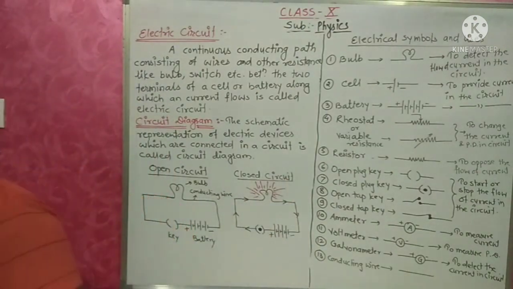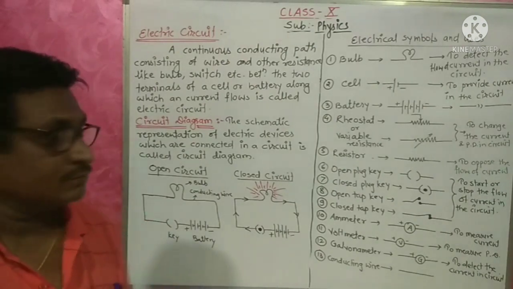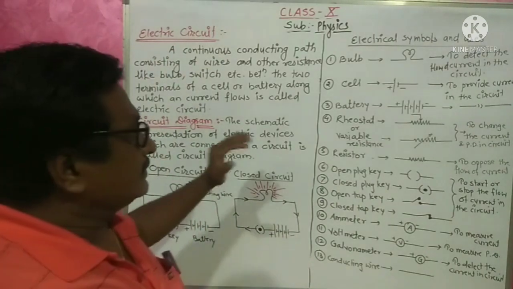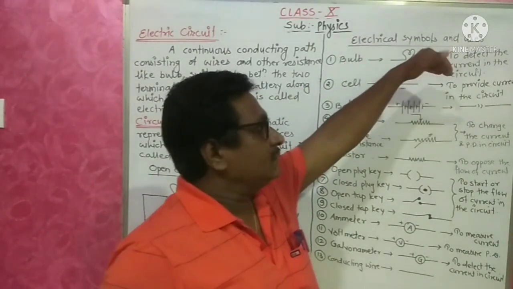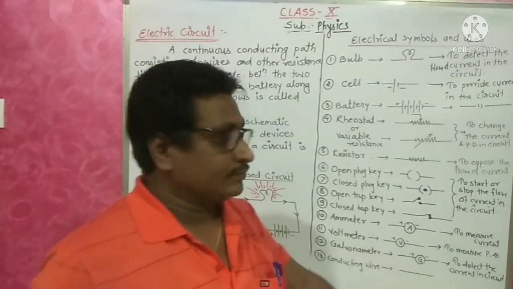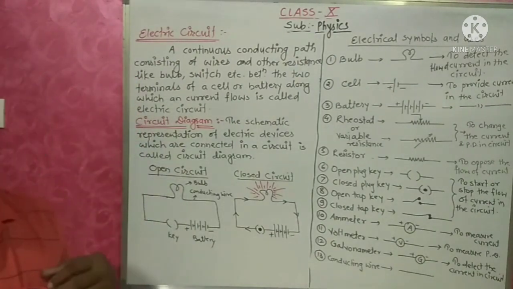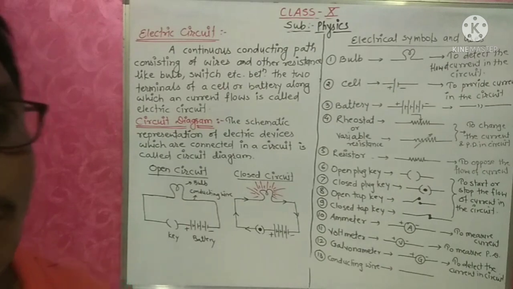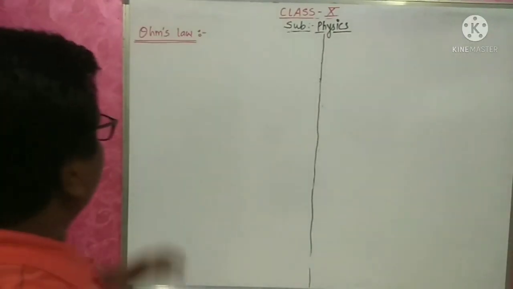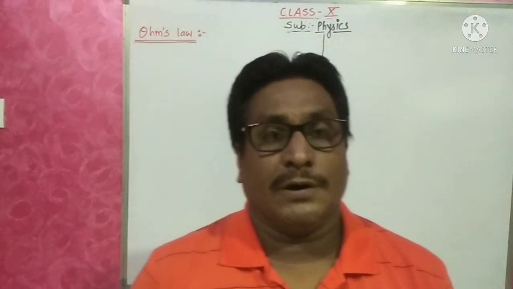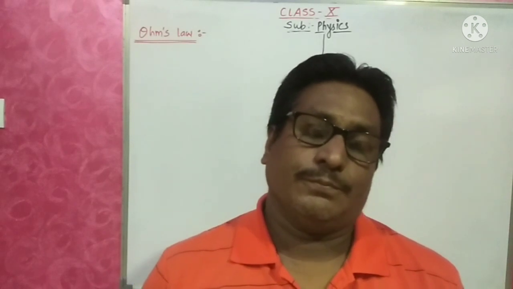So these are the electrical symbols and their uses. Hope you understand, students. Electric circuit, circuit diagram, electrical symbols and their uses. Now we will go on to the next topic, that is Ohm's law. It is very important from the exam point of view.